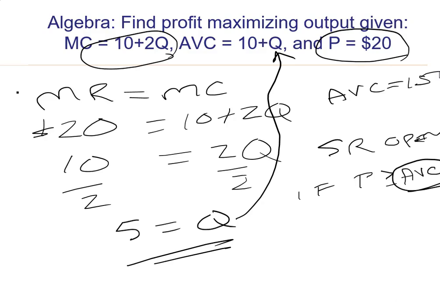Our price is 20 bucks, so $20 is clearly bigger than 15. So yes, the firm is open in the short run. Hey, that wasn't so bad, was it? Good job if you followed along all those steps. If you didn't, go back and see if you can try it again.